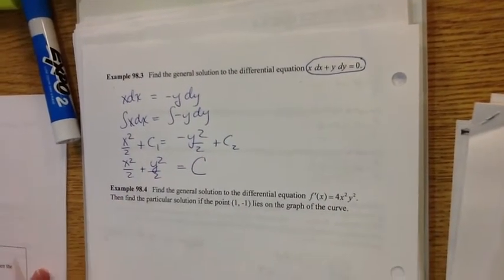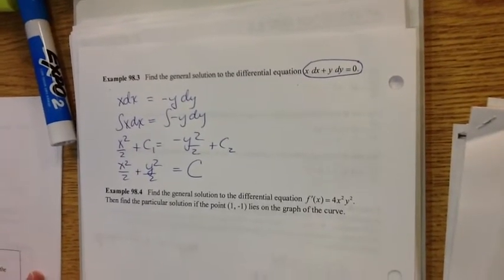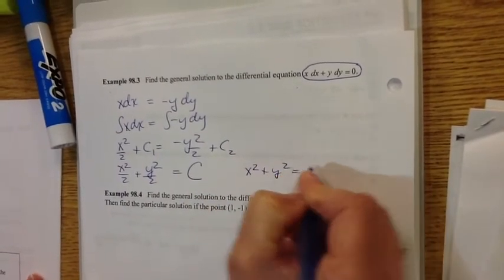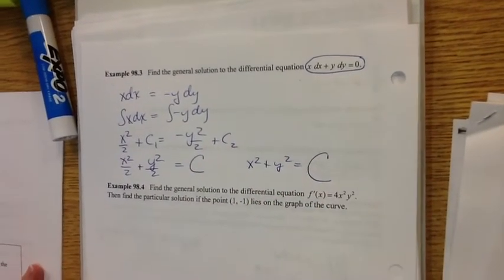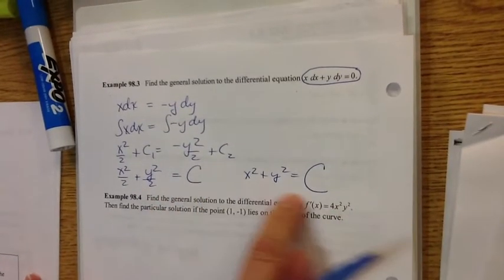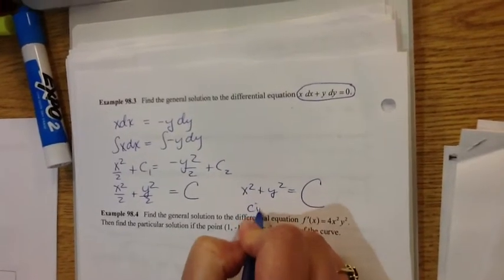Now, how do I get rid of the 2? Multiply everything by 2. So now I get x squared plus y squared equals even a bigger C. I doubled it. I don't know what it is. It's just a constant. Does anybody recognize what shape that is? Circle. It's a circle.